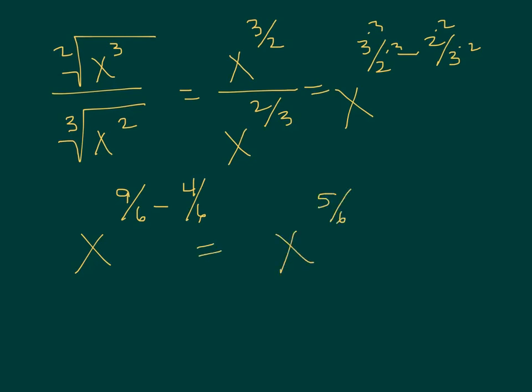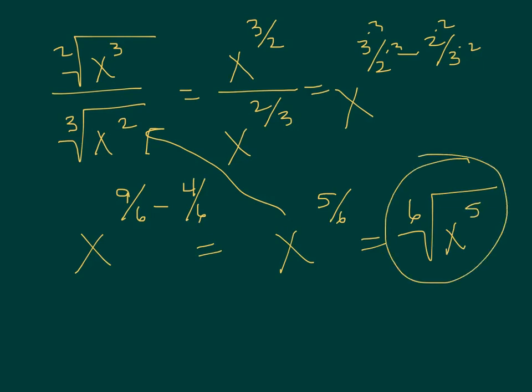Now, since my original problem was given to me in a root, my answer needs to be given to me in a root. So I would need to convert this back to the 6th root of x to the 5th. If you think of our previous problems, they were given to us with a rational exponent. We answer them with a rational exponent. This is given to us in a root. We answer it in a root. And that's how you kind of tell what your answers should look like.